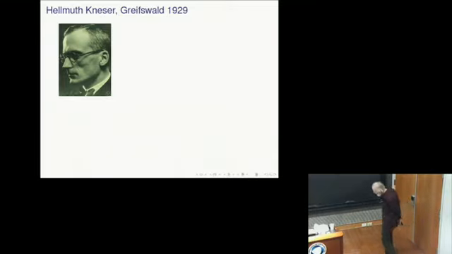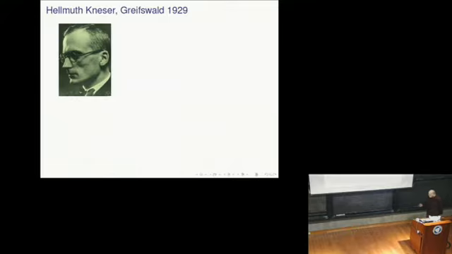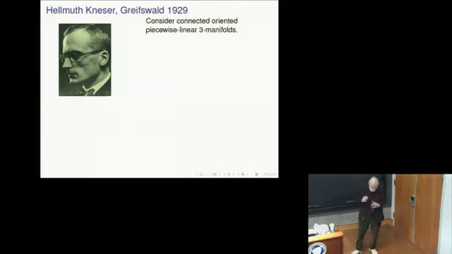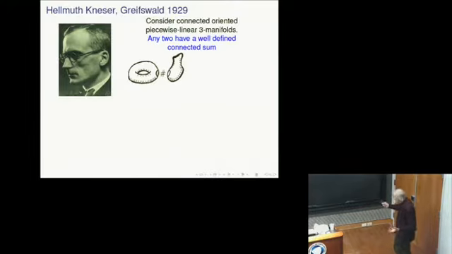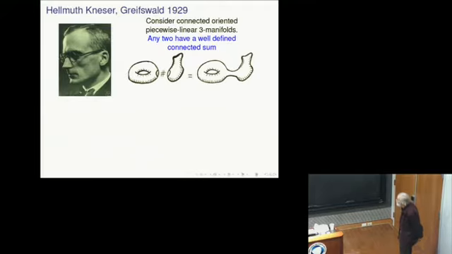Okay, next, Hellmuth Kneser, in 1929, studied three-manifolds and piecewise linearly embedded two-spheres in them, and one consequence of his result is this. Consider the following construction: given two-dimensional manifolds, if they're oriented, we can cut a little piece out of each and glue the boundaries together to get another oriented manifold, another oriented surface. Or, well, you can do this in any dimension, but he was doing it in 3.